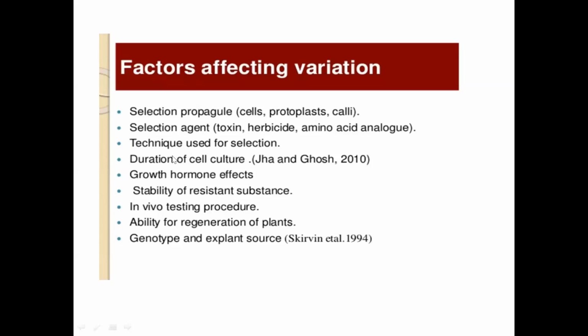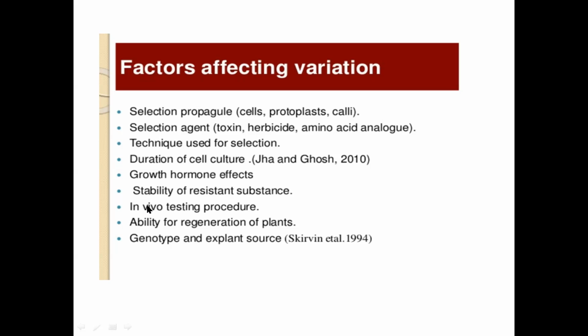So these are the factors which affect variation: selection of the explant, what you want it to be resistant to. If you want to develop a somaclonal variant against a toxin or a herbicide, what is the agent that should be selected. And then the technique is also important: how you go about producing the variant, the time duration of the culture, definitely the hormonal effects, and how stable the resistant substance is. That also plays a role in the development of the variant.